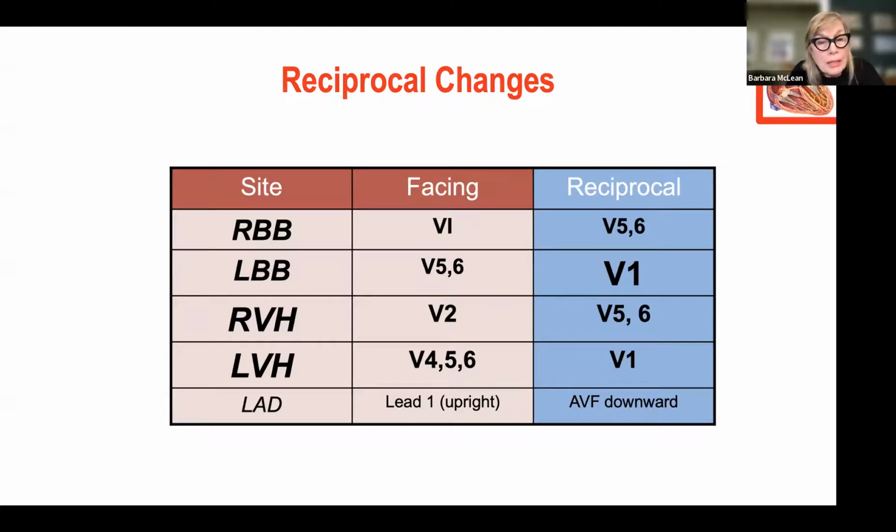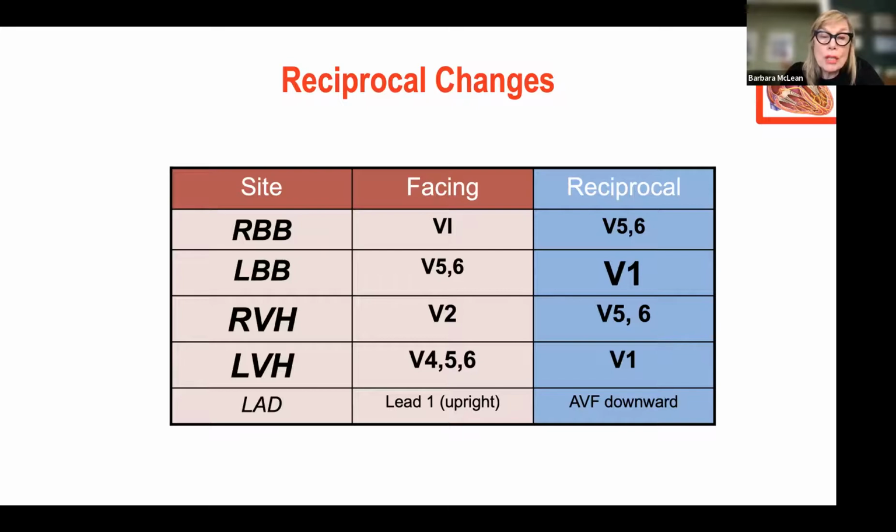And in my chest leads, I expect there to be a tiny or no R in V1, and I expect it to get progressively bigger. When the upright is bigger than the downwards, that should happen at V3 or V4. That's called zone of transition. I expect that always to occur.